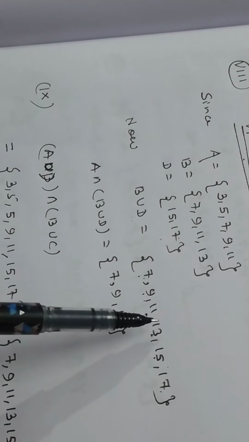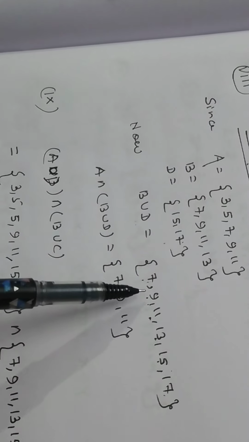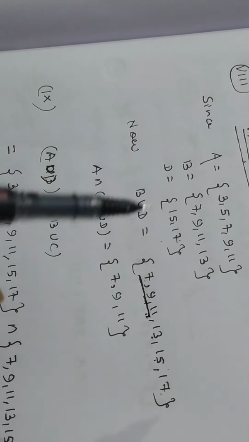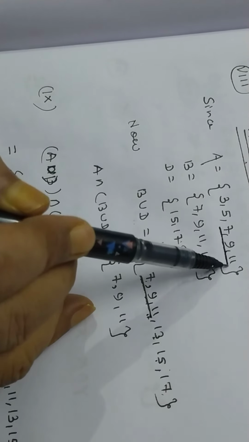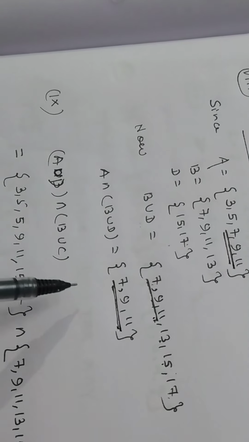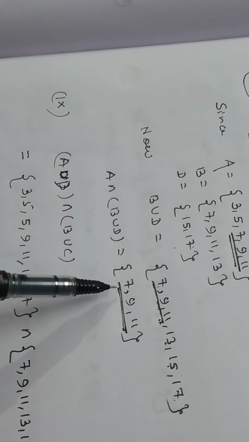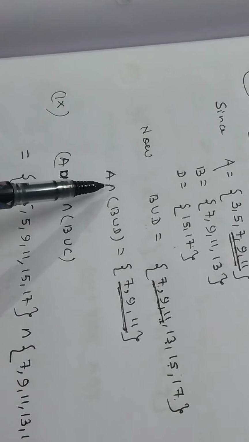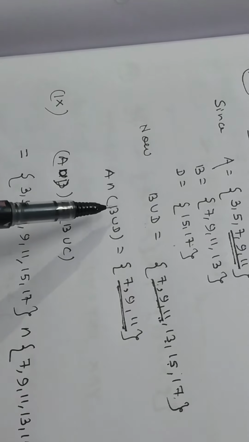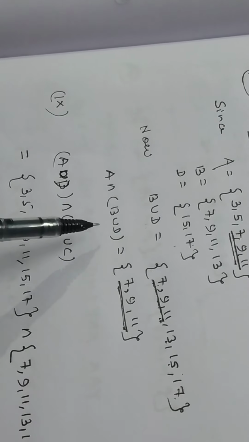So now take the common elements between A and B union D. You will observe 7, 9, 11 is common. So this will be the set having elements 7, 9, 11 of A intersection (B union D). How will you solve this problem?